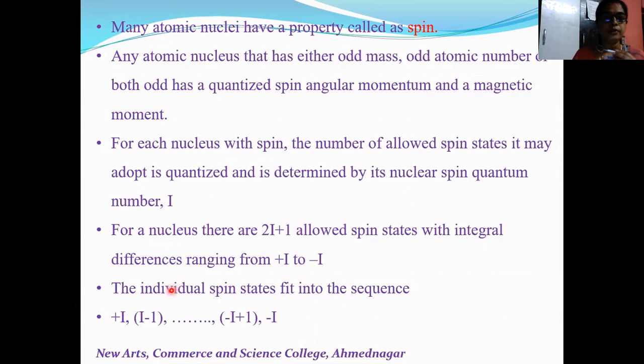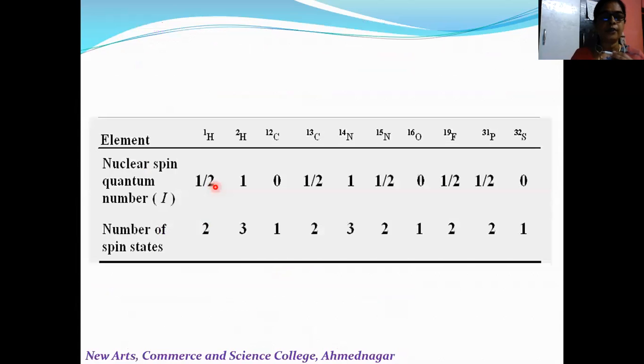These I values are integral steps from plus I to minus I. That is, only certain values are allowed, and that's why it is called quantized. Quantized means certain or definite. The spin orientations are certain or definite. Look at this table where different nuclei are listed, with their nuclear spin quantum numbers and the number of spin orientations or spin states possible for these nuclei.